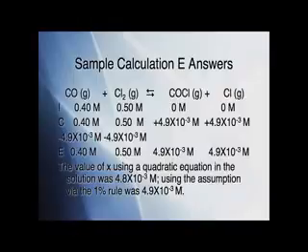The value of x using the quadratic equation, the solution was 4.8 times 10 to the negative third moles per liter. Using the assumption that the 1% rule allows us, the value was 4.9 times 10 to the negative third moles per liter. So very, very close. And again, check with your instructor before you use something like the 1% rule, but it's valid for use at Ontario High School.